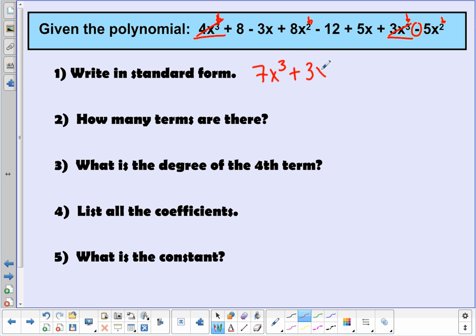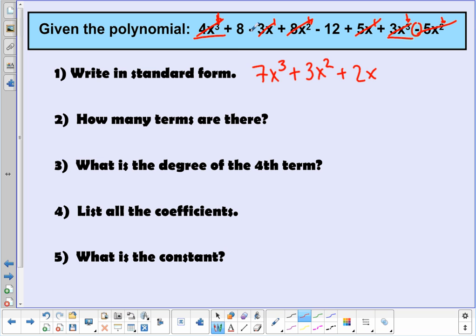8x squared minus 5x squared is positive 3x squared. And also notice, by the way, when I combine my like terms, my power doesn't change. The coefficient out front changes, but the power doesn't. So those are gone. I'm done with those. Then if I look at negative 3x and 5x, those are like terms because they have a power of 1. That would be my next thing. So negative 3x and 5x, negative 3 plus 5 is 2. So positive 2x. Done with those.